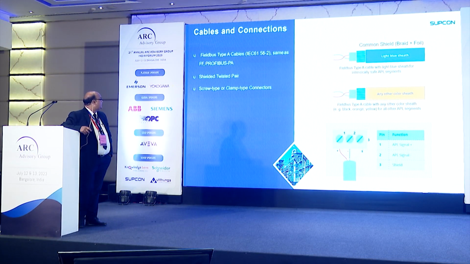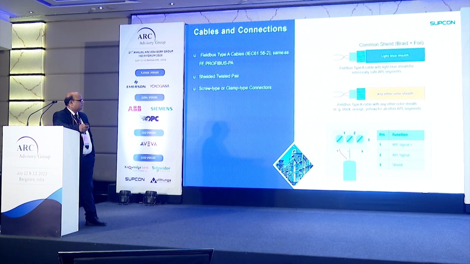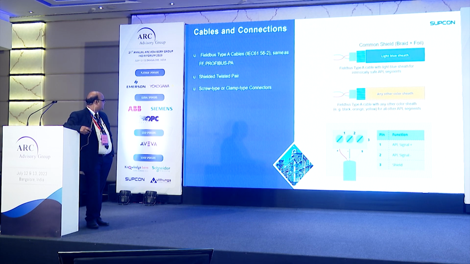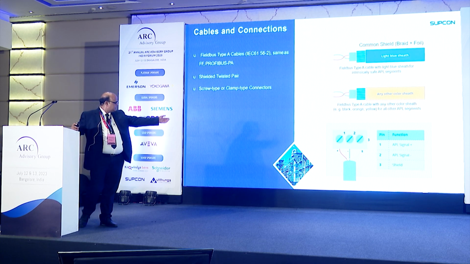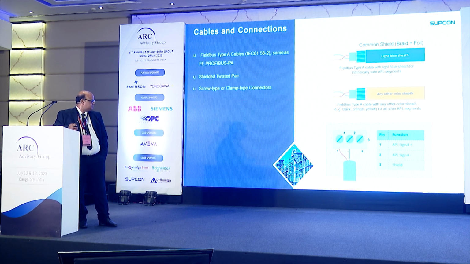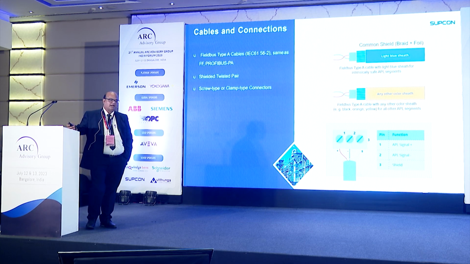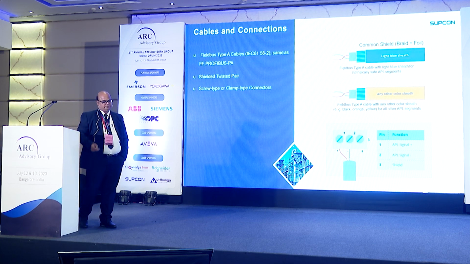These are the cable and connection. So this is the fieldbus type A cable, same as the Foundation Fieldbus and the Profibus PA. Shielded and twisted pair cables we are using, and screw type or clamp type connector. So these are the three cables. You can see one cable is the APL signal plus, second is the APL signal minus, and third one we are using as a shield.